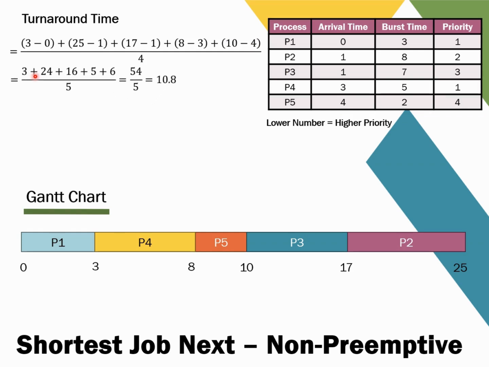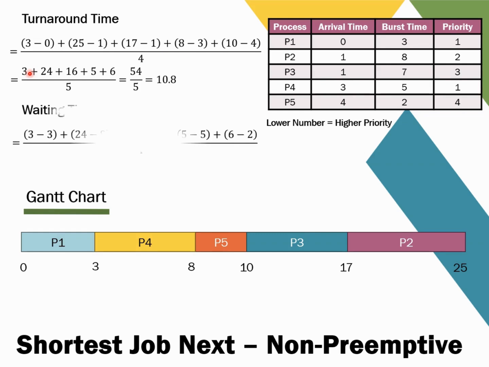So as you can see here, 3 plus 24, 16, 5, and 6. So we add them and divide by 5 because we have 5 processes and we need to calculate the average turnaround time. So 54 divided by 5, we got 10.8 for this example.